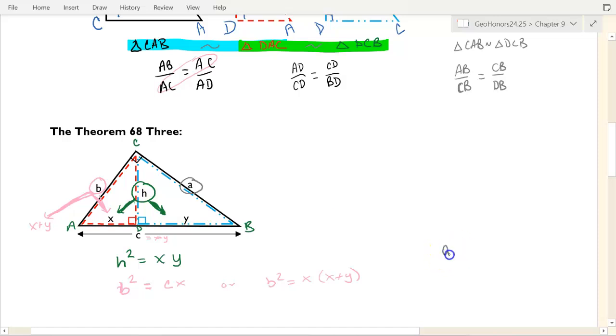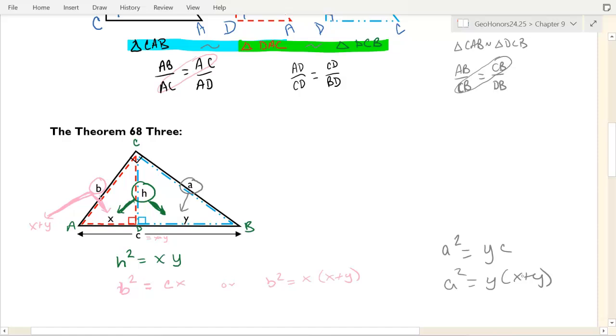a squared is going to be equal to y times c in this case, or y times (x plus y). And that makes sense because a is segment CB, here's CB squared. AB is c, and DB is y. a squared is equal to y times (x plus y).